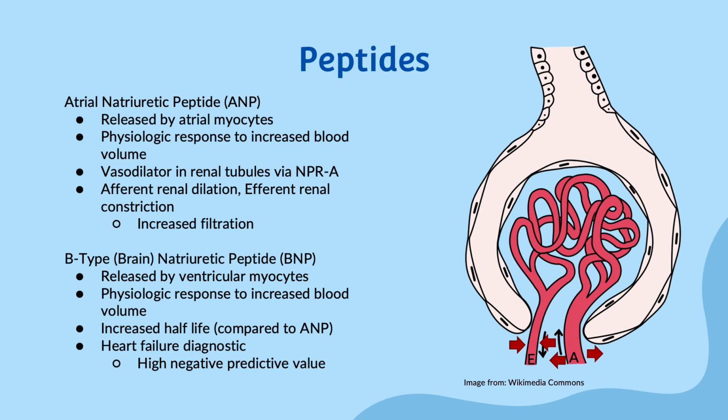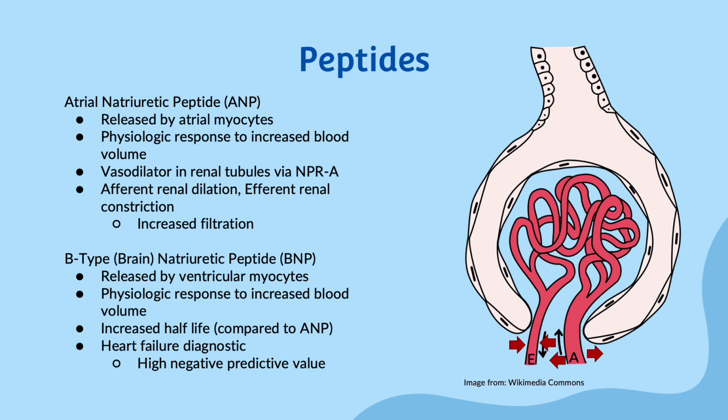ANP binds to its receptor, the natriuretic peptide receptor A, or NPRA, which is a membrane-bound guanylate cyclase, leading to the production of cyclic guanosine monophosphate, or cGMP. That causes the vasodilation. The dilation will occur at the afferent renal arterioles, while the constriction will occur at efferent arterioles. I know I haven't mentioned constriction thus far, but as you'll see in the diagram, we're going to dilate the afferent and constrict the efferent, and this is how the increase in filtration of water and sodium occurs in part.